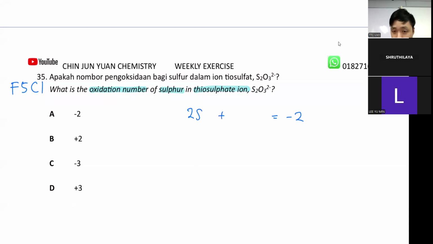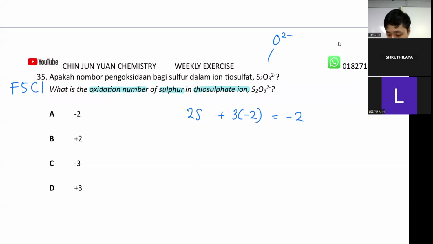2S plus 3O. What is the charge for O? Oxide. O is O2 minus, so it's negative 2. But here you got 3O, means plus 3 times negative 2. You will get negative 2 overall. So you just find S answer already. This is quite an easy question if you know how to do it.